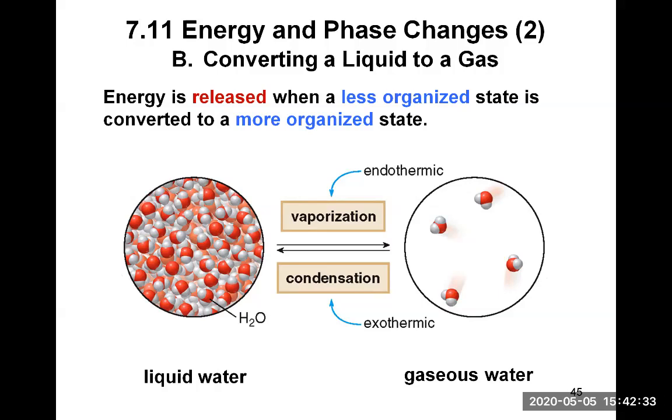And so the reverse process, which is called condensation, which converts a gas into a liquid, will be exothermic. Exothermic means the energy is released to the surroundings because you go from a less organized state, which is the gas state, into a more organized state, which is the liquid state here. So when you have opposite phase changes, one is exothermic, the other is necessarily endothermic.